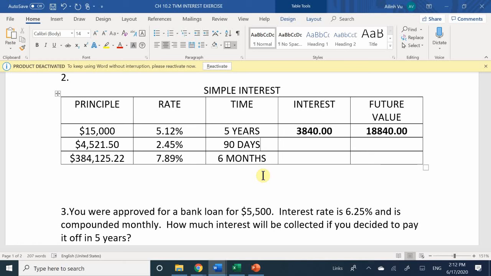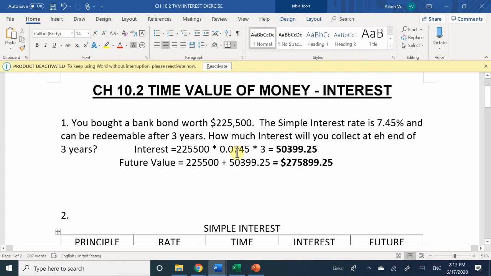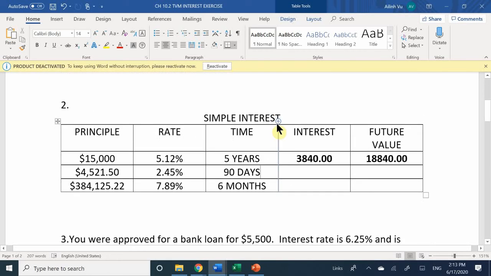I just have to ask one quick question before we go forward. In that second problem, where we got the interest of the 3,840, I didn't get how you got the 18,840. All I did is take the interest plus the principal. Not the rate, look at the columns here.